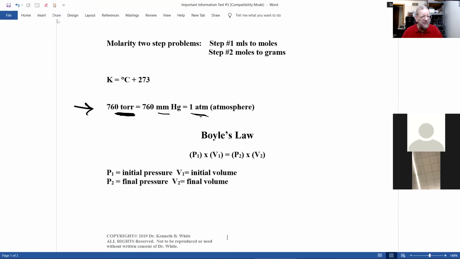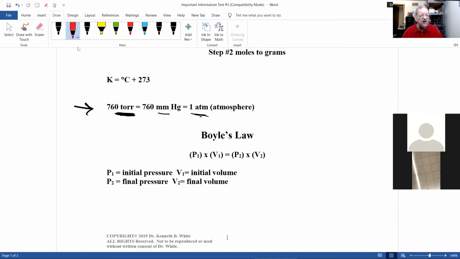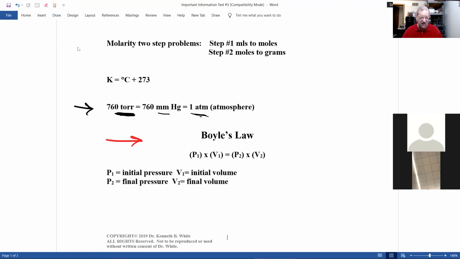Now, once again, I've cut down on memorization. In important information, test number 3, I give you Boyle's law. And I also remind you right here, P1 is the initial pressure, V1 is the initial volume, P2 is the final pressure, and V2 is the final volume. Now, everybody take a deep breath, let it out, take it in, relax. You're gonna do some algebra. Hope I didn't scare anybody, but I'll show you how.